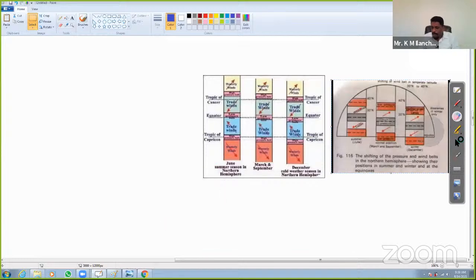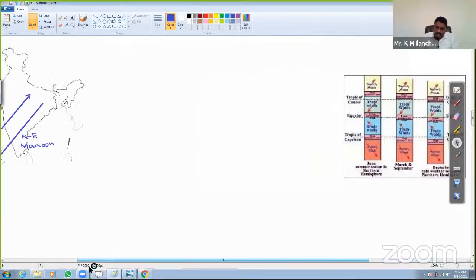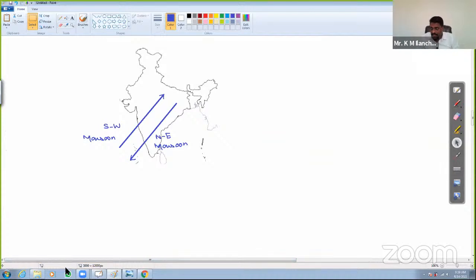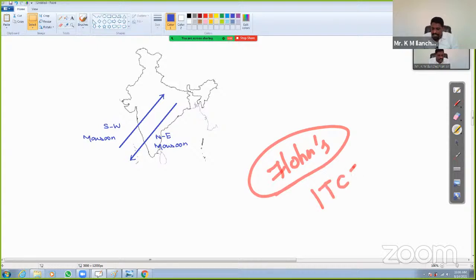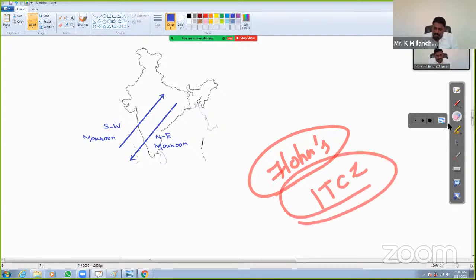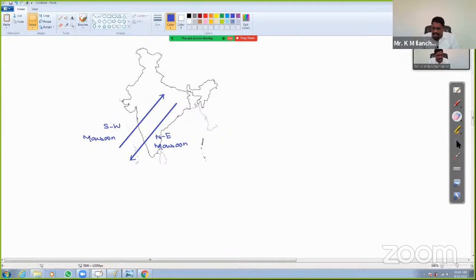Now what do I do? Monsoon is a mechanism that deals with this ITCZ, my friend. For monsoon, we have plenty of mechanisms that are being explained. We have Hadley's concept, we have Flohn's concept, we have the Monex study, we have ENSO. Plenty of concepts are there, but I'm just going for Flohn's concept. Flohn is the one who has given this ITCZ concept, my friend. We'll understand what exactly the ITCZ is.